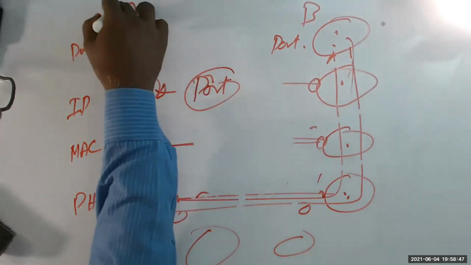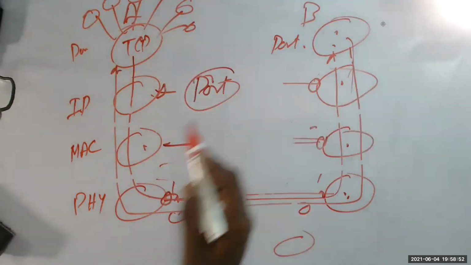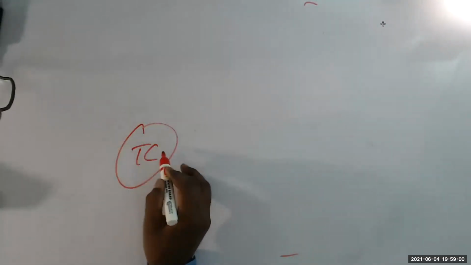Because of that, I can have multiple connections. That means I can have multiple applications talking to multiple applications there. For example, simultaneously, my computer with TCP IP.